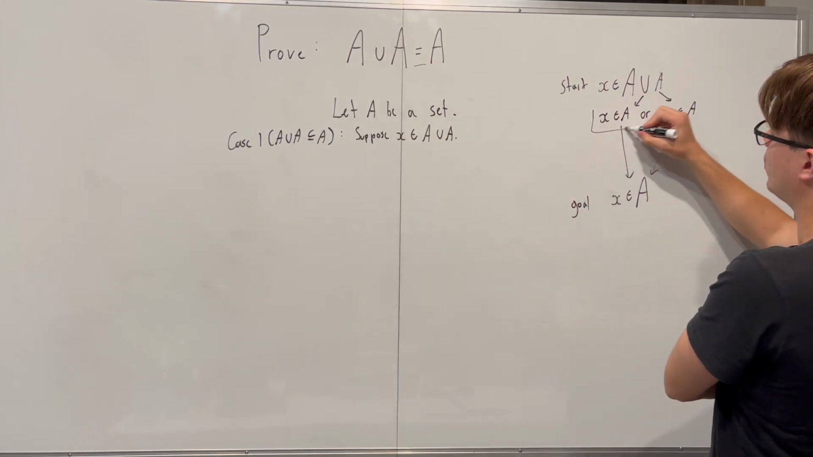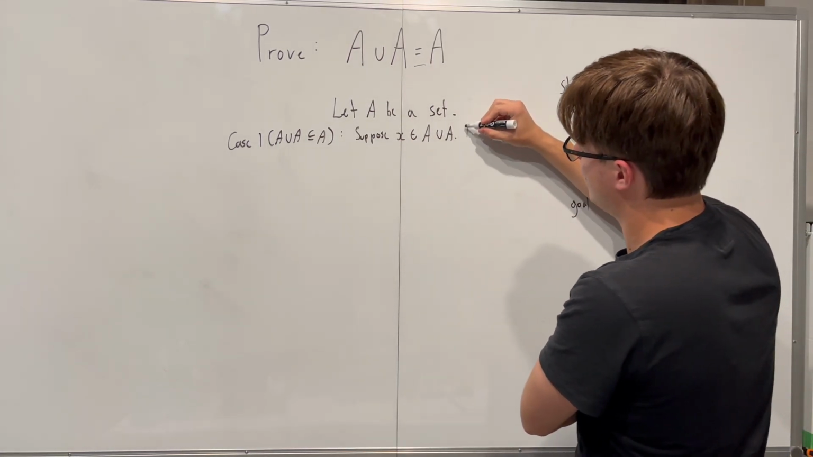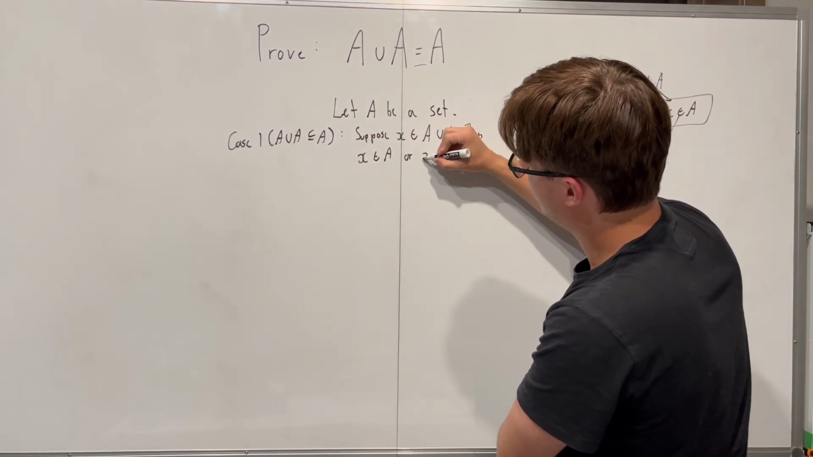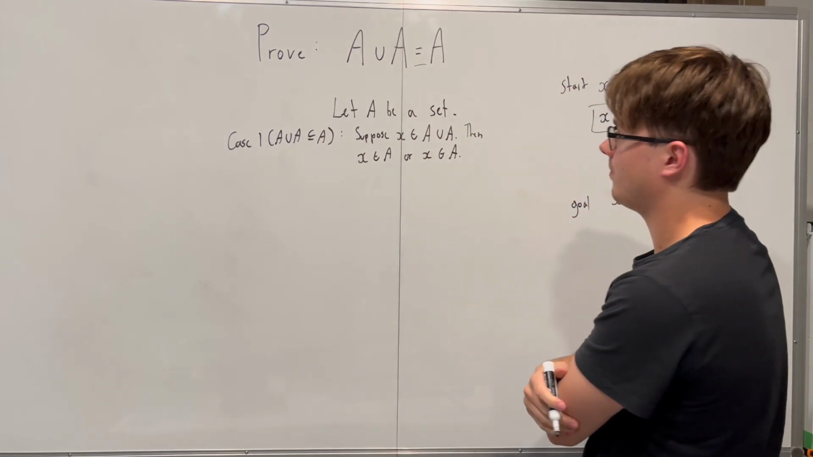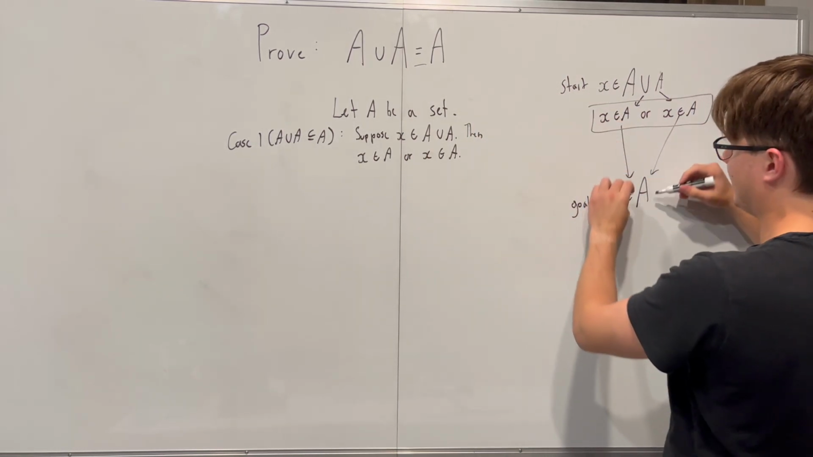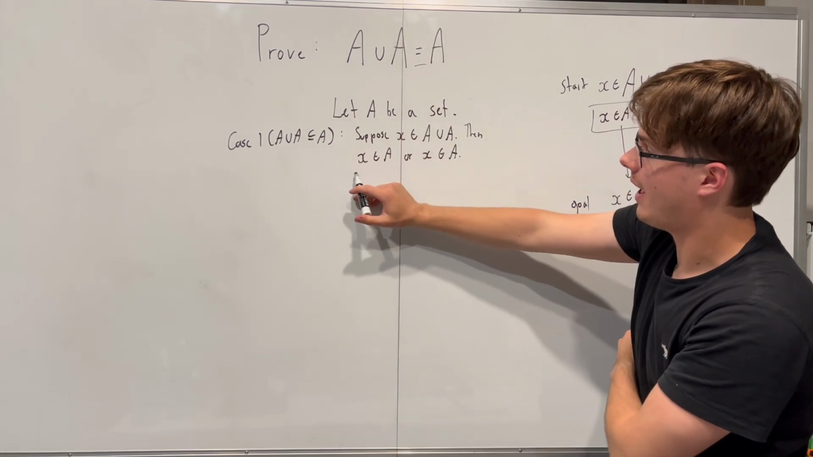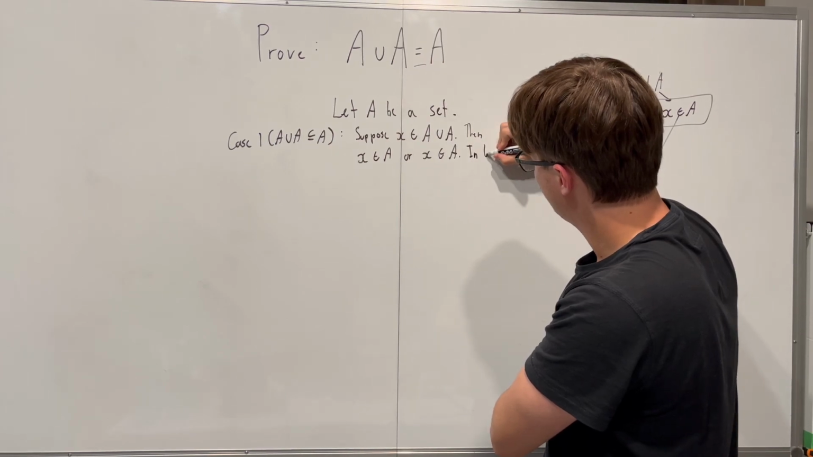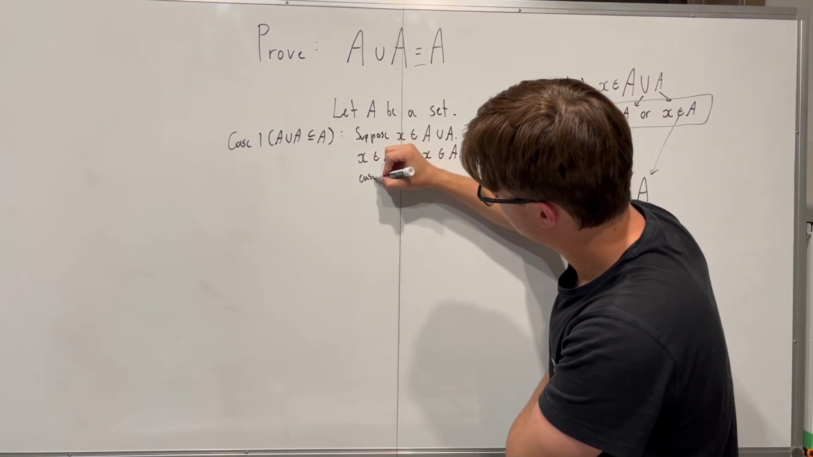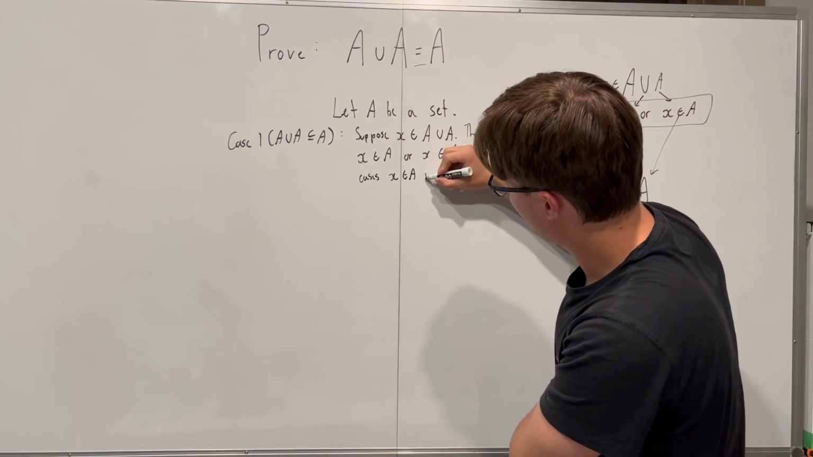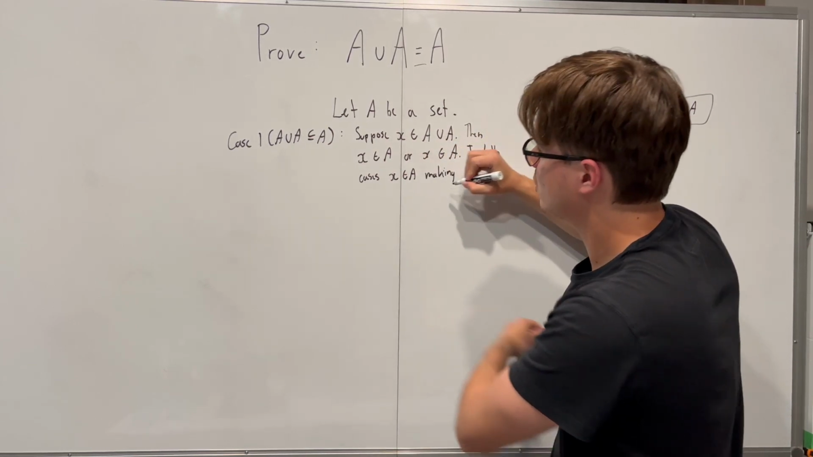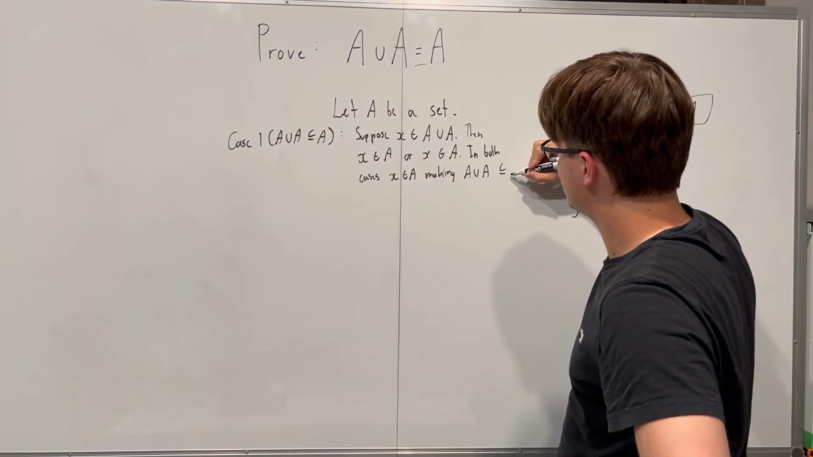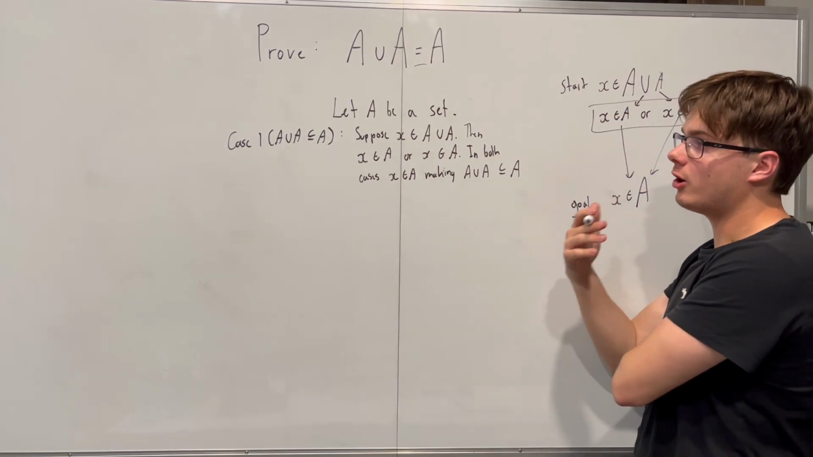Fantastic. Next, we're going to want to explain this logic here. We're then going to say, then X is going to have to be an element of A, or X is going to have to be an element of A. Fantastic. And then we just need to connect them to what we want to prove. We want to prove that X is going to be an element of A. So we've already shown that, and we can just say, in both cases, X is an element of A, making, and now we can just conclude what we wanted to show, making A union A a subset of A. So there we go. We've shown our first case to be true.